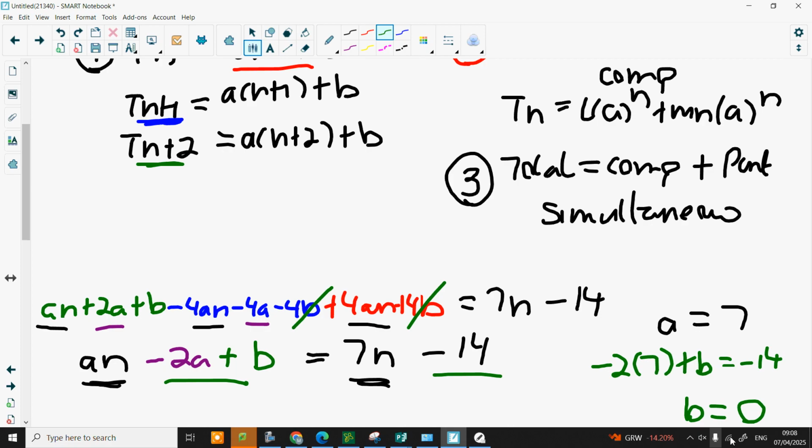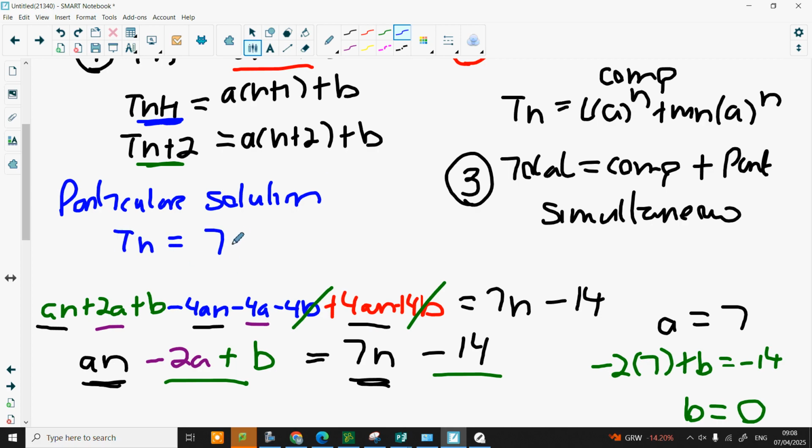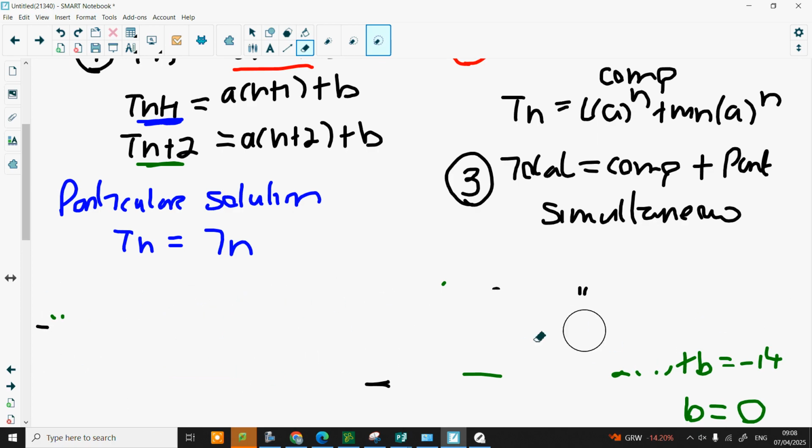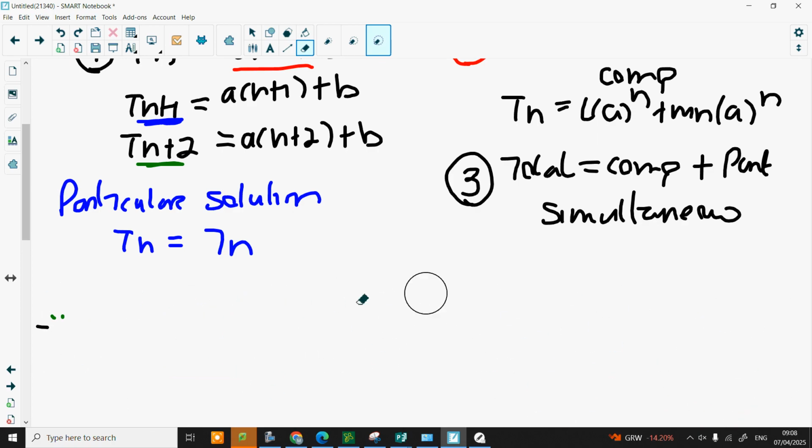Okay. Therefore, what's our particular solution? The particular solution is Tn equals, oh sorry, 7n, not 7 power n, 7n. All good so far? Tough, they're tough. Now, what we're going to do next, once I'm done with this identity, is move on to part 2.